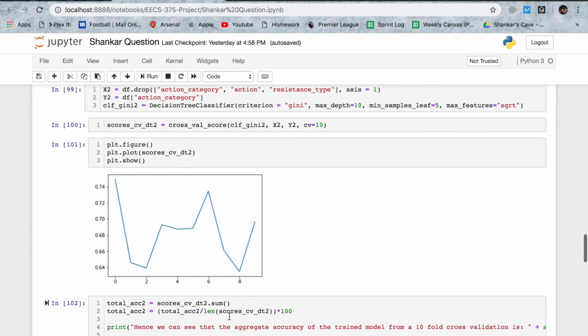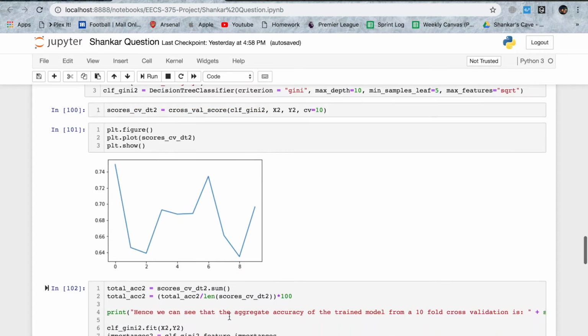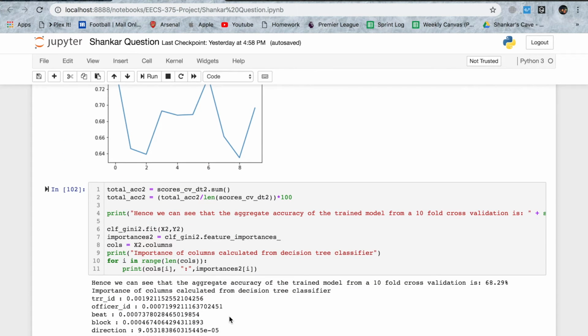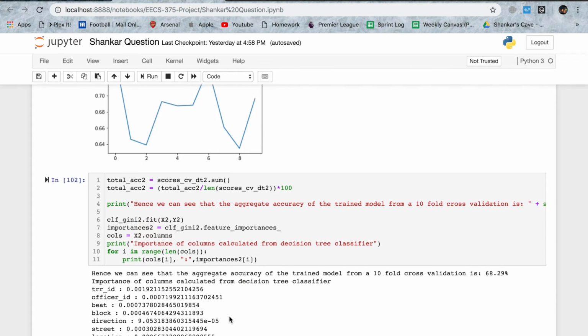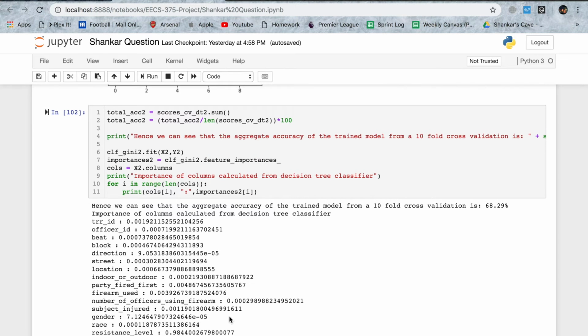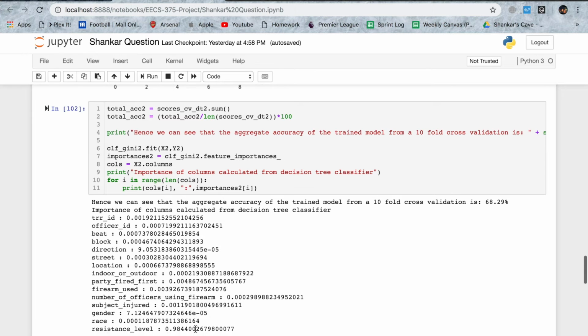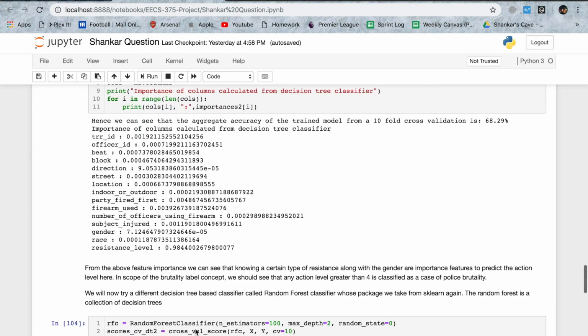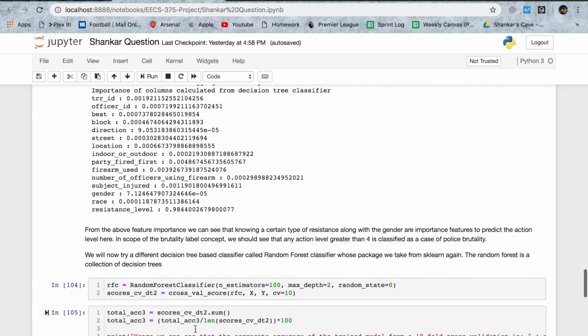We found that since these features are actually very important, the decision tree classifier's accuracy dropped severely to 68.29%. And we found the feature importance of all the classes so far, and the most important feature was resistance level, which was important for our classification, and we got good information about it.